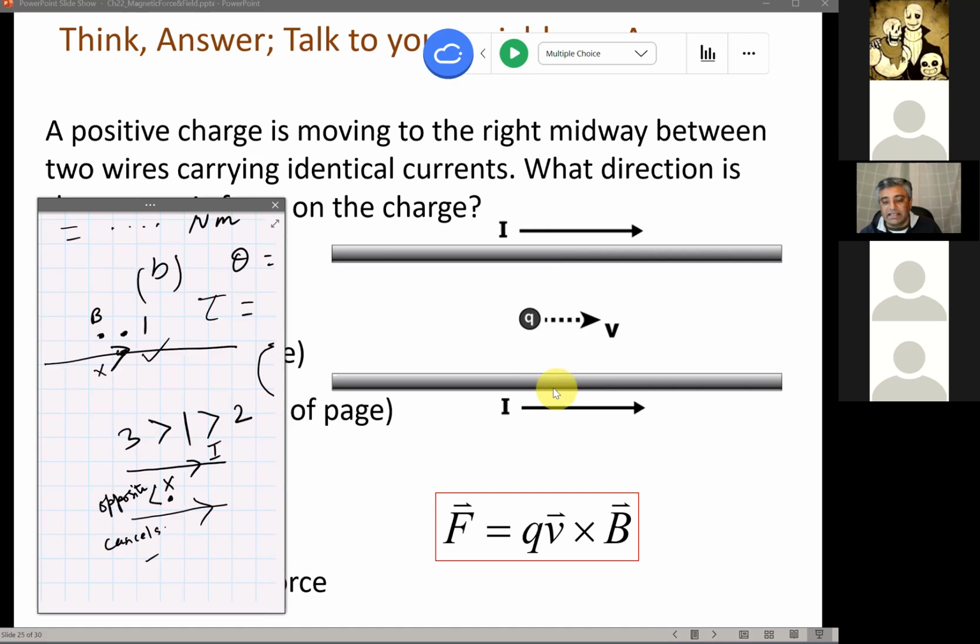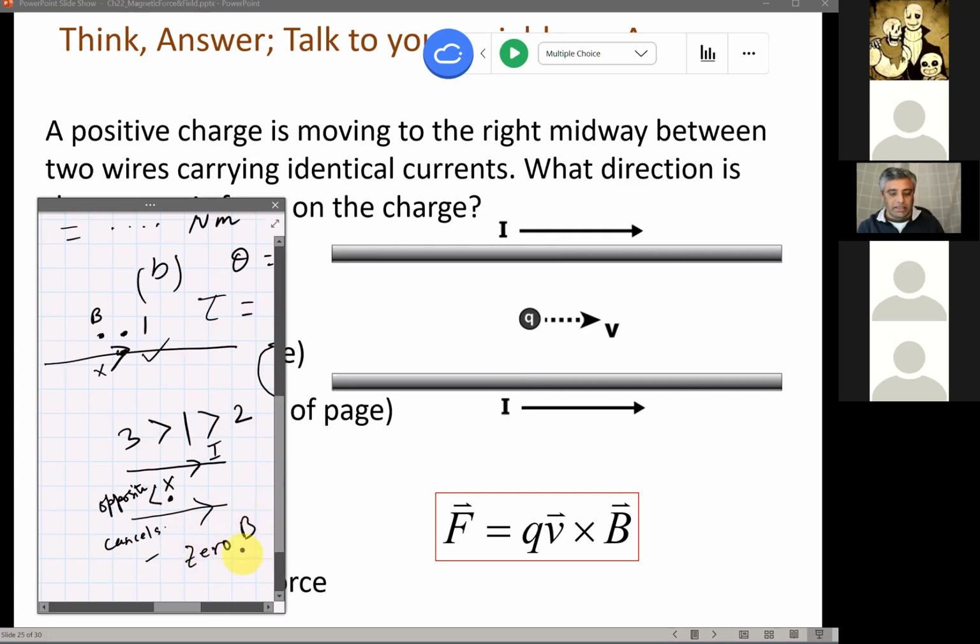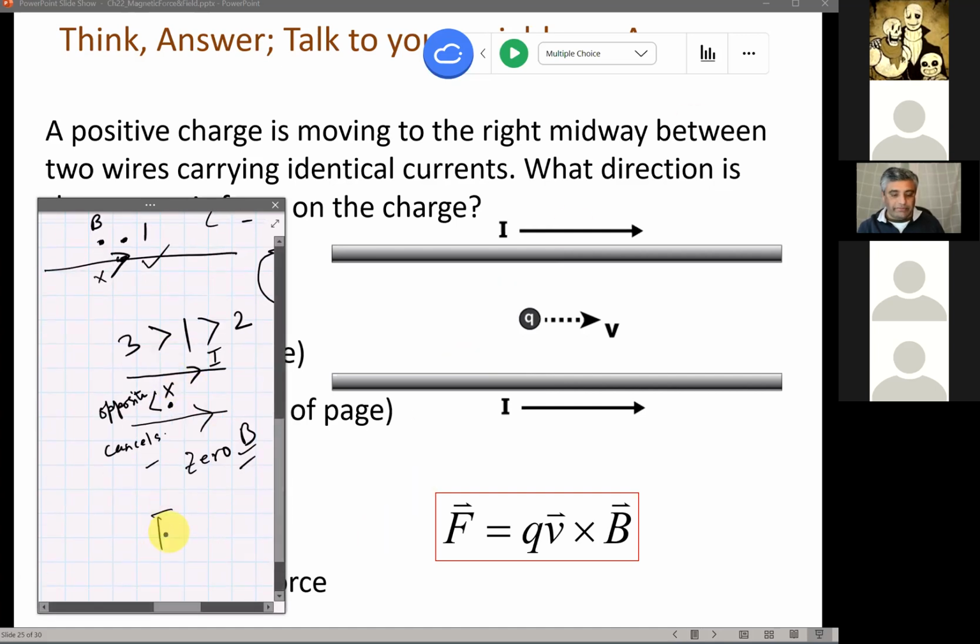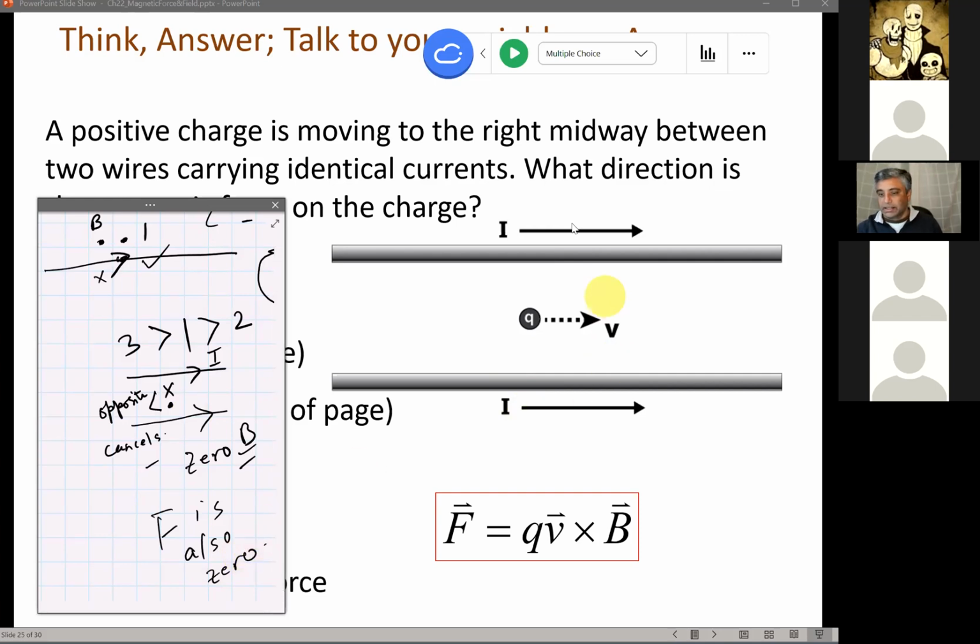Now, the current is the same, right? The current is the same, and this Q is in the middle, so R is also the same. So that means the value of the magnetic field is the same, but the direction is opposite. So they actually become 0, B. So once B is 0, F is also 0. Yes, so that's why it looks like E. Is that E? No magnetic force. Yes. No means 0. Yes.